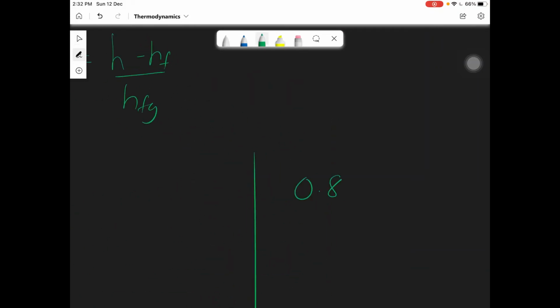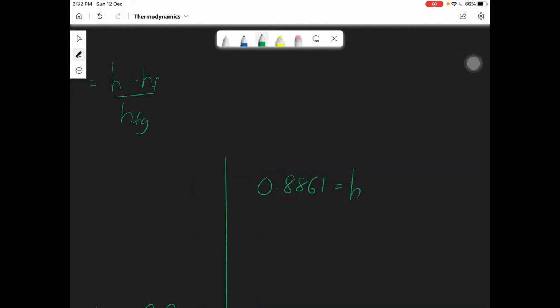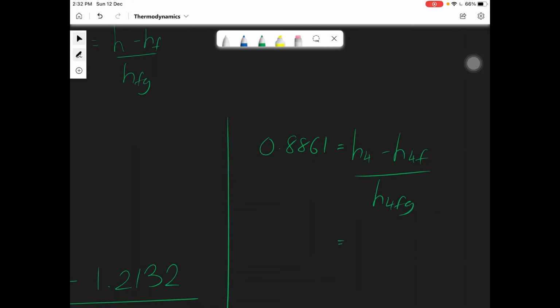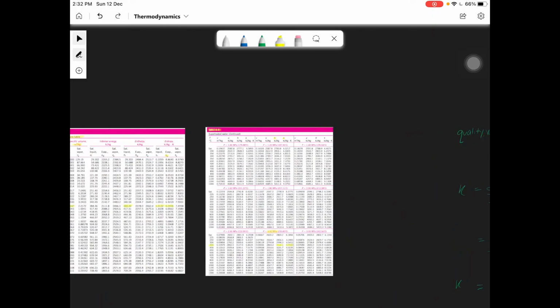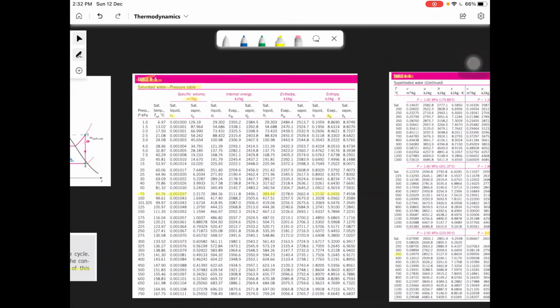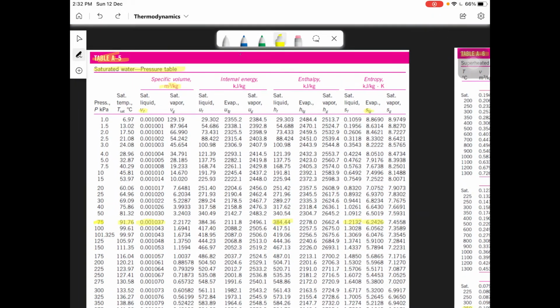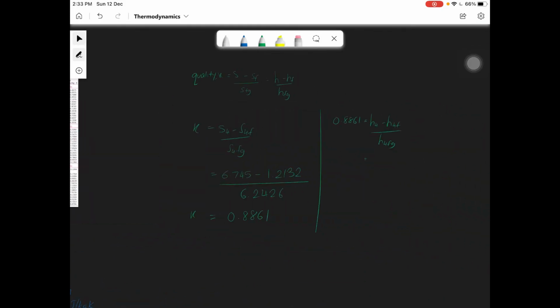Great. Now we take our x value of 0.8861, we make it equal to H4 minus H4F divided by H4FG. We can determine H4F and H4FG from the table. Let's go. H4F and H4FG. H4F is 384.44 and H4FG is 2278.